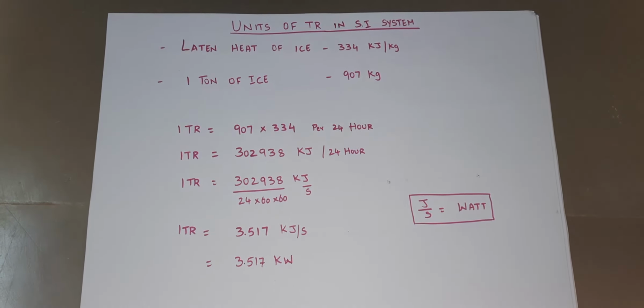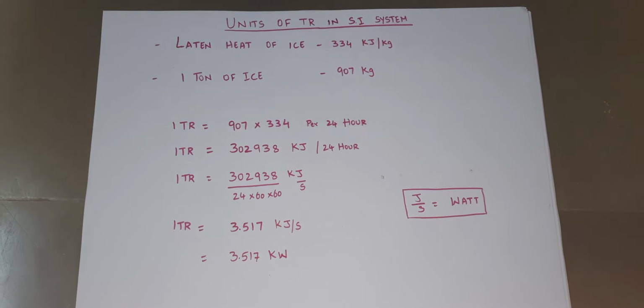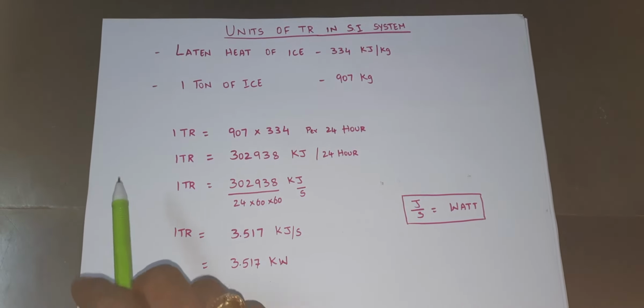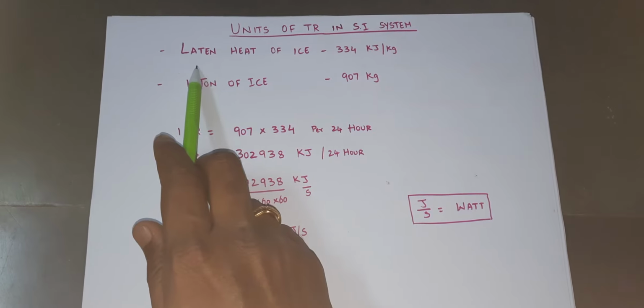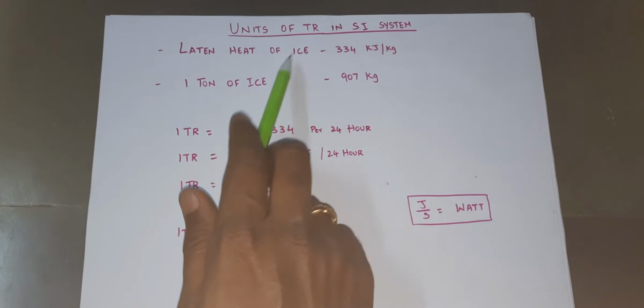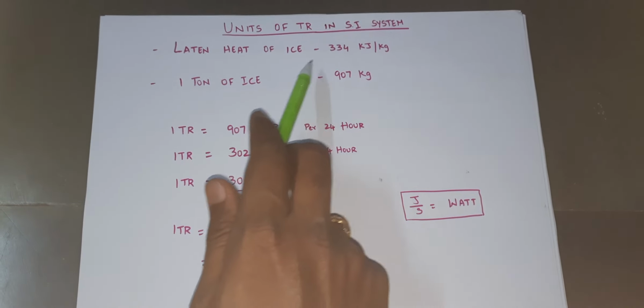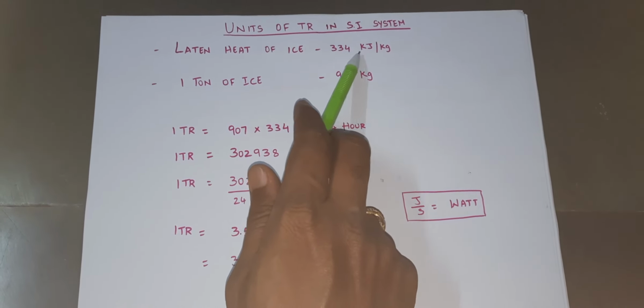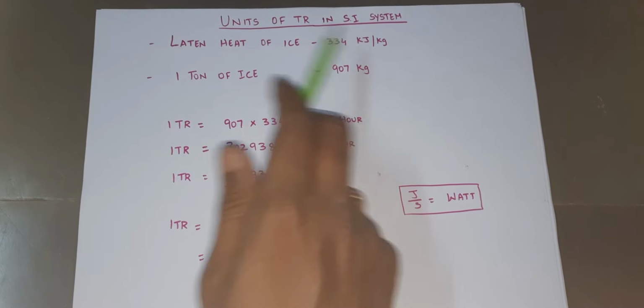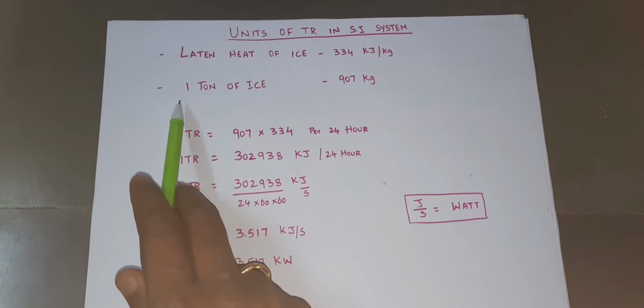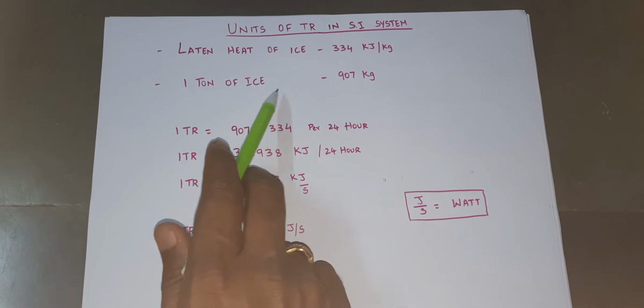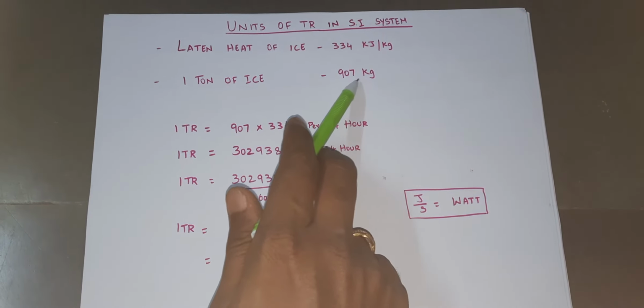Let us see the units of TR. For calculating the TR, it is important that we need to know what is latent heat of ice. The value of latent heat is 334 kilojoule per kg. The 1 ton of ice, as I told you, it is 907 kg.